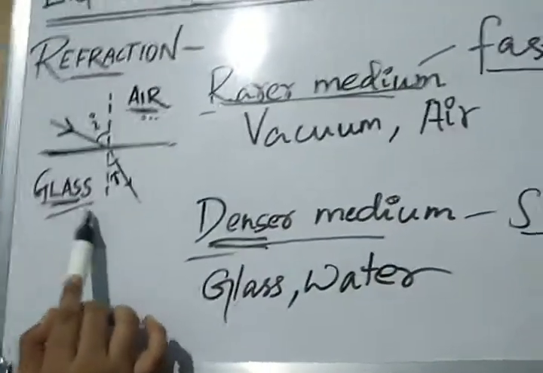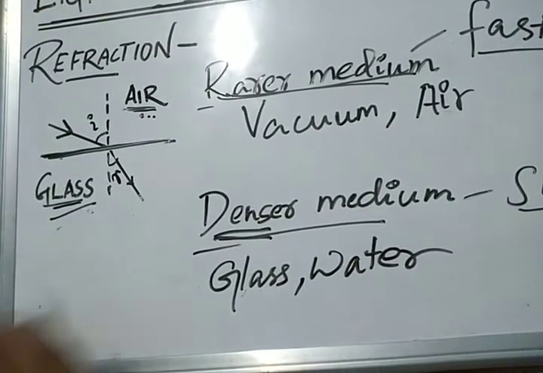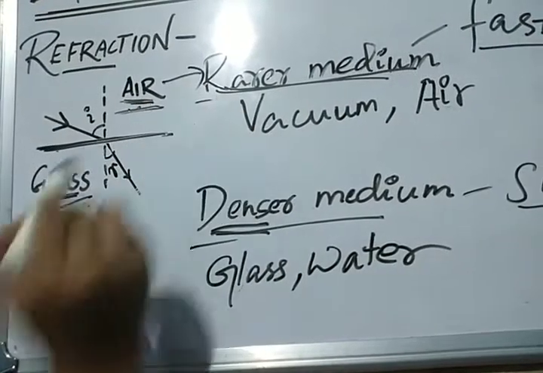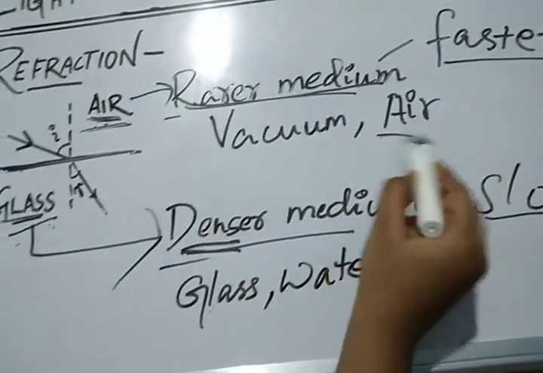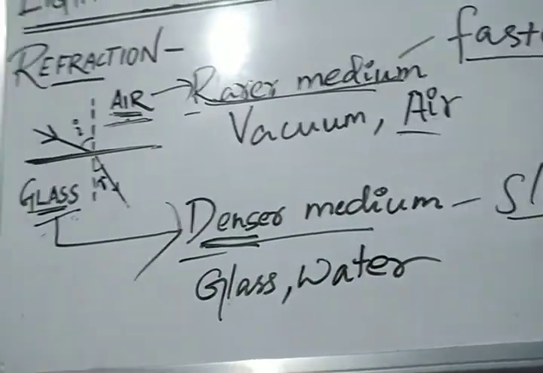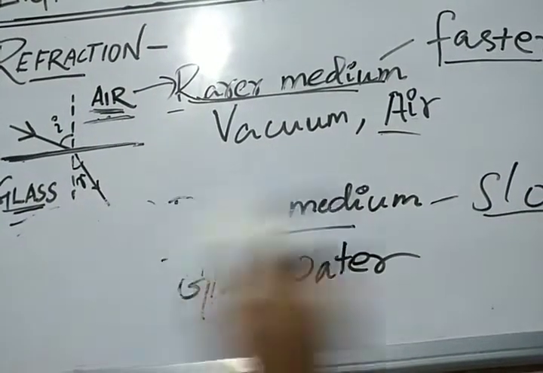Over here, can you guess which is the rarer medium and which is the denser medium? Air is the rarer medium. And glass is the denser medium. Already I have given in the examples itself. You can see it. Air is the rarer medium and glass is the denser medium.